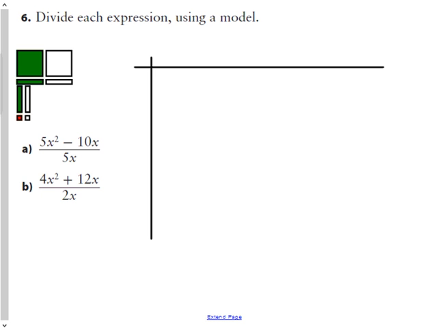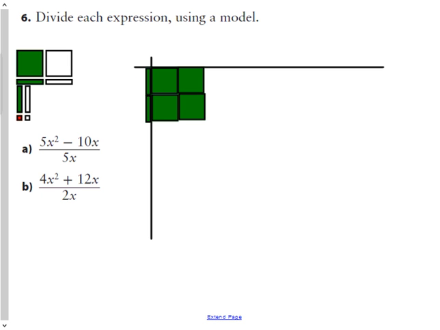So here we have 4x squared plus 12x divided by 2x. So again, the first thing I'm going to put in, this time I'm going to do it down this way. It doesn't matter which side you do it in. You put in your missing side, or one of your sides. So I know that 2x is one of my sides. And I know 4x squared has to fit in here. So the only way I could fit 4x squared is to put 2 next to each other like this.